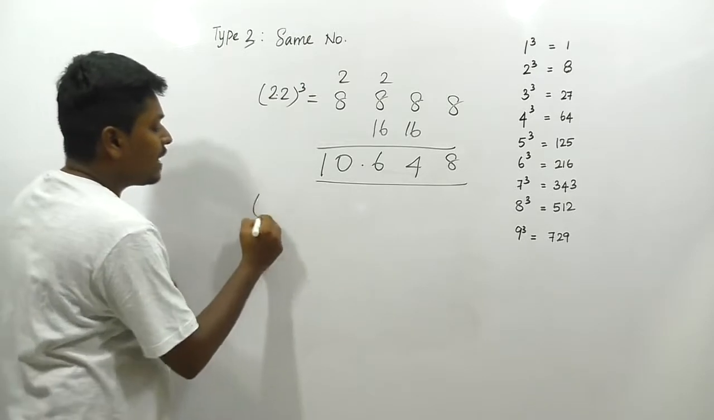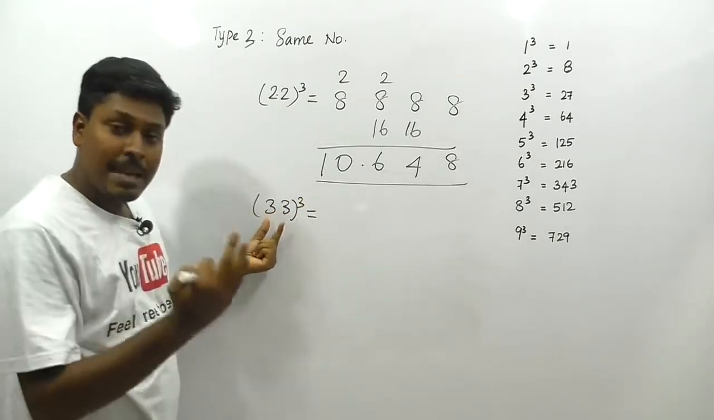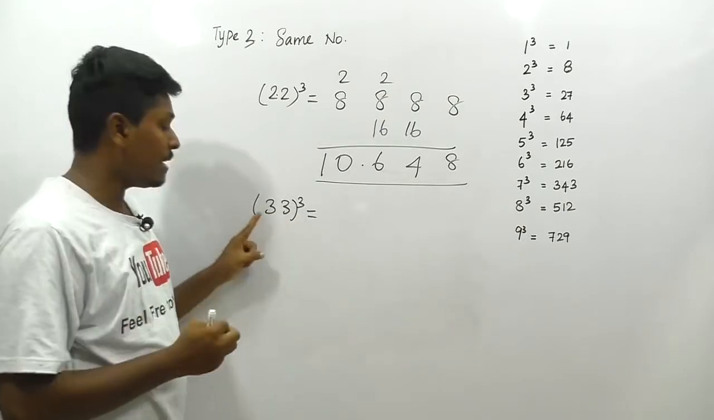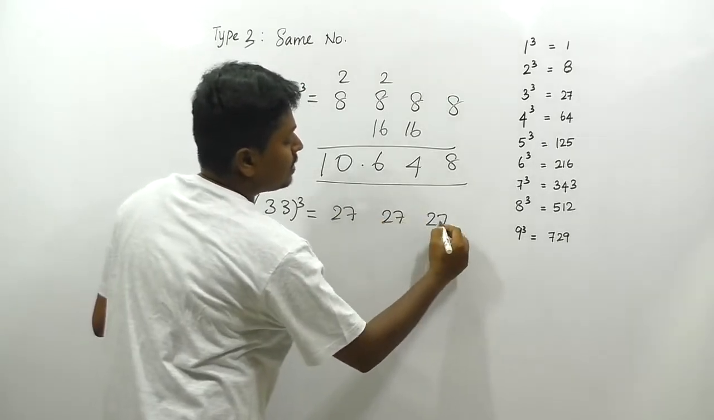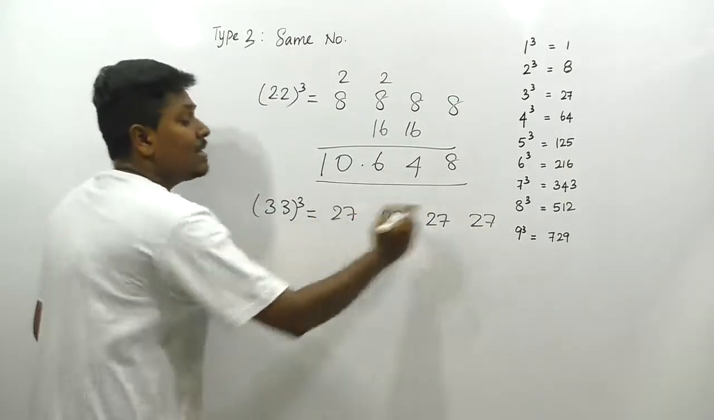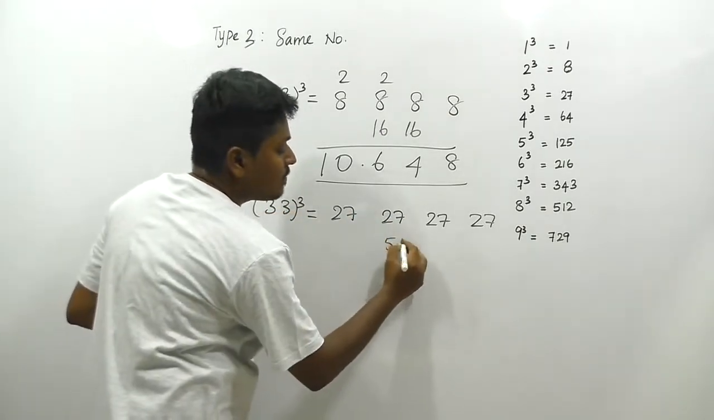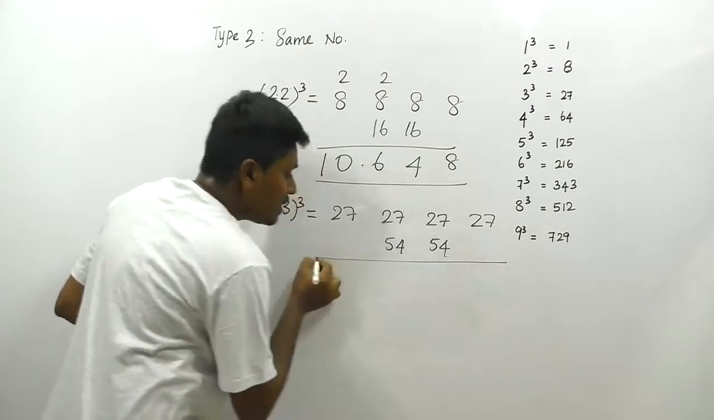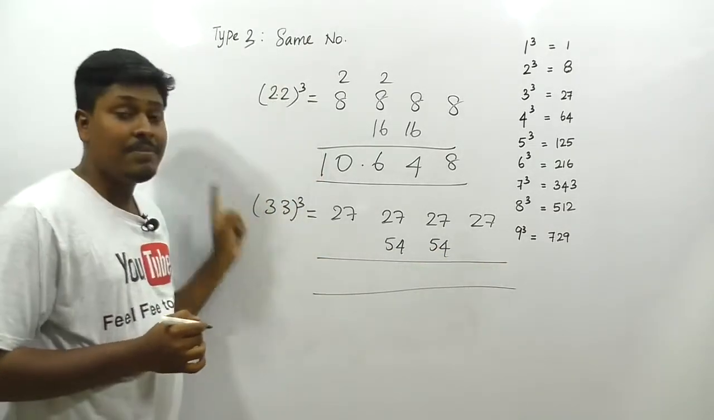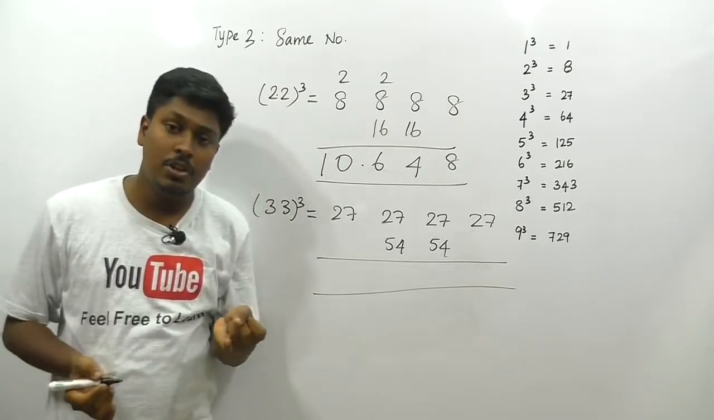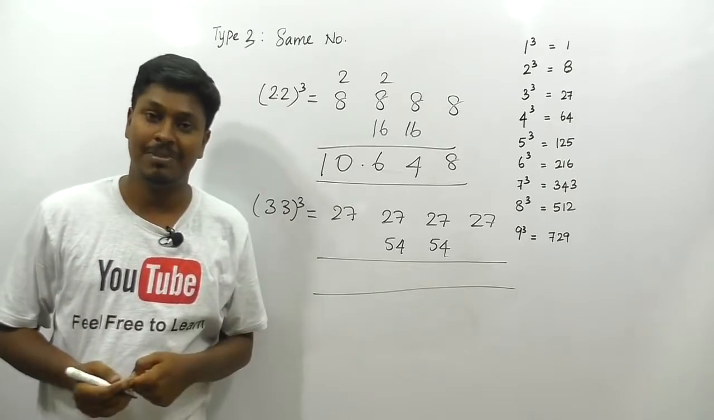If it is, for example, 33 cube, what is 33 cube, right? If the numbers are the same, that is type number 3, we need to cube any one number. 3 cube can be written as 27. So 27, 27, 27, 27. Leave the first number and the last number. Double both the numbers. 27 can be written as 54, 54. If we follow the same procedure, we can get the answer, right? So friends, practice this way for all the numbers, that is 44 cube, 55 cube, 66 cube, 77 cube, 88 cube, 99 cube, right? Got the idea?